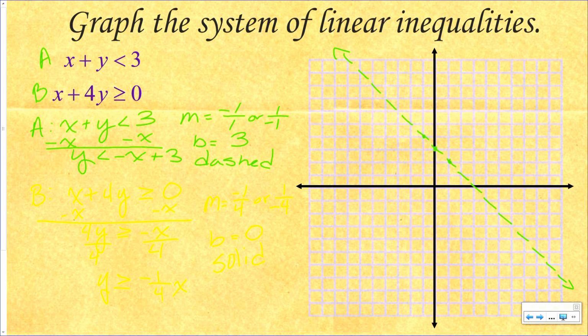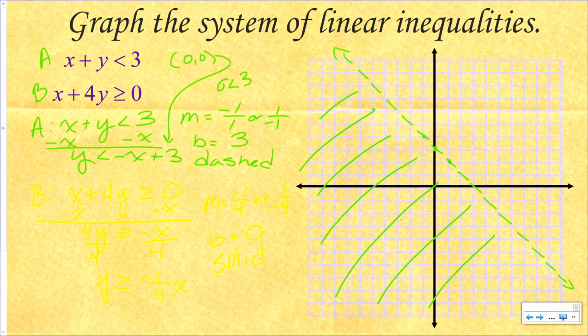Okay? Then I need to pick a point. 0, 0. And I'm going to plug it into here. And is 0 less than 3? Yes, so I'm going to color in this half. And I'm not going to shade it in very much yet because I have to draw another line on there. I have to draw my line B because this is line A.